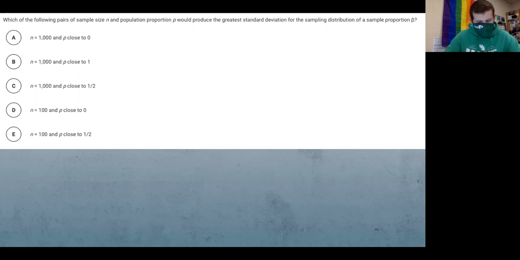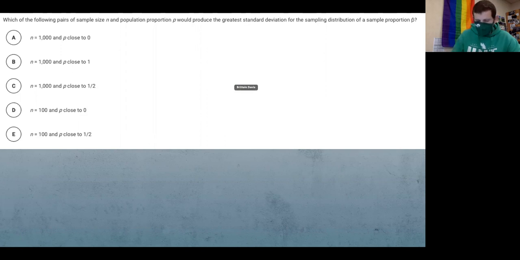So which of the following pairs of sample size n and population proportion p would produce the greatest standard deviation for the sampling distribution of a sample proportion? Now you could just plug these numbers into the equation and figure out which is the biggest. But let's just look at this.